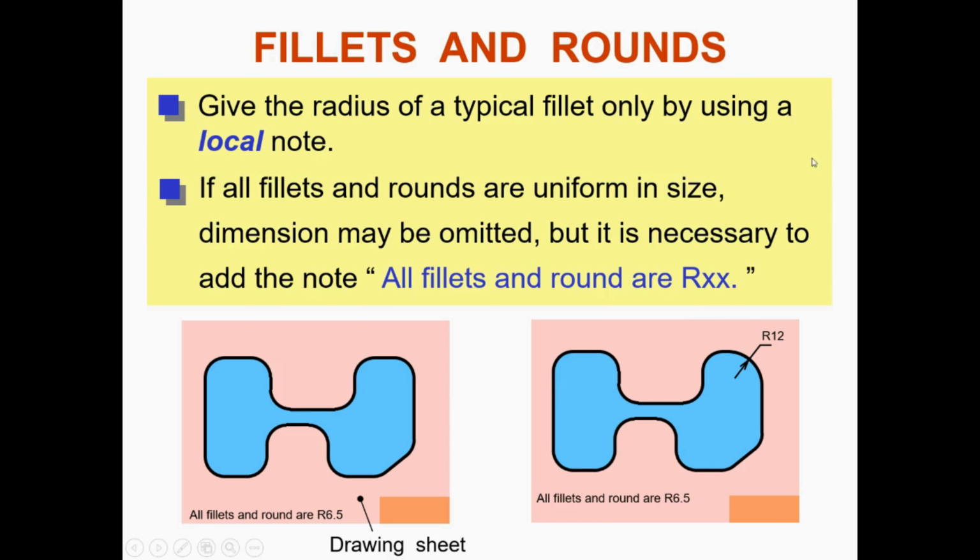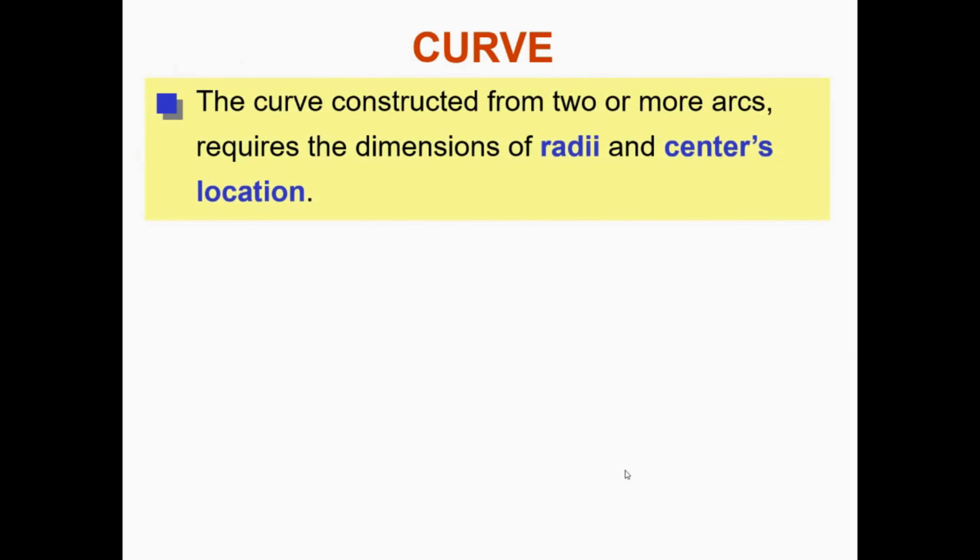In this situation, we have rounds or fillets, and we have the local note indicating that all fillets and rounds are radius 6.5. So in case you see any round or fillet around, it's basically radius 6.5, unless otherwise specified. This is the application of a local note here.